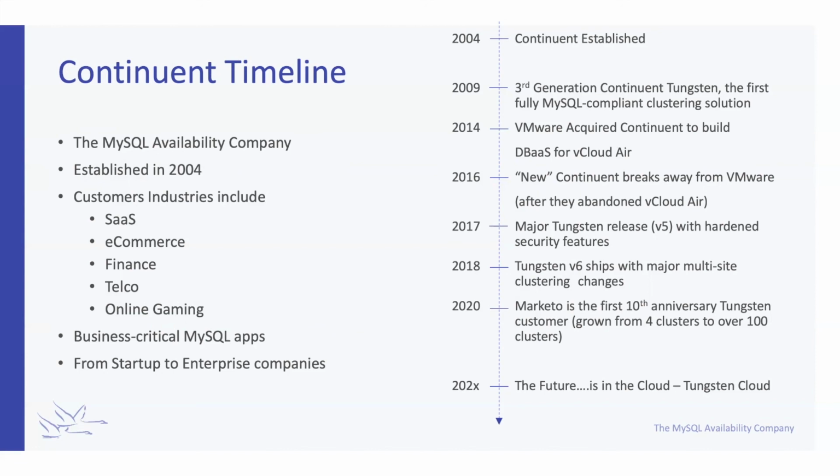And we were quite glad to work with them. But now we're back on our own, and we decided to release some hardened security features in 2017, which is critical, especially in the cloud space. And in 2018, again, even more changes and more improvements to our multi-site clustering offerings. And we saw our first 10-year anniversary this year. And now the future is cloud. So stay tuned for Tungsten Cloud.